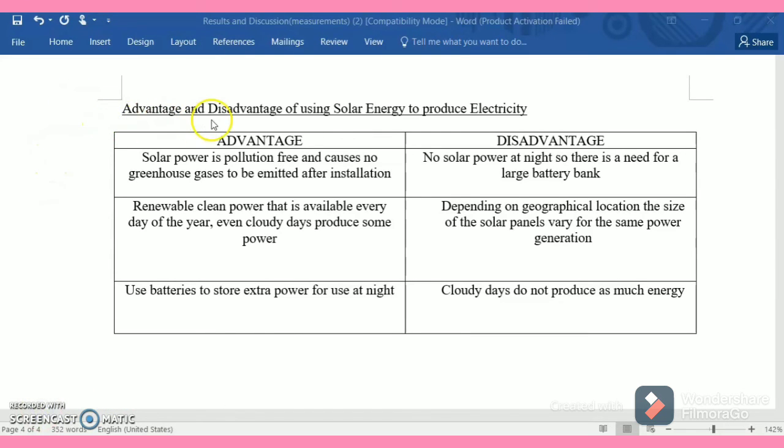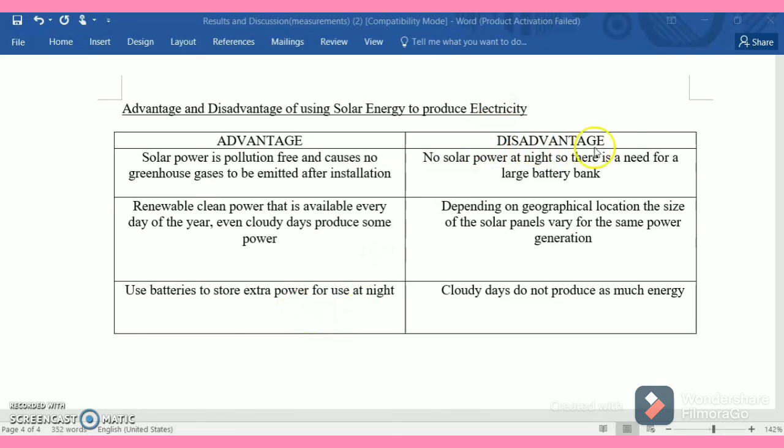Next, I want to present about advantage and disadvantage of using solar energy to produce electricity. So, the advantage is solar power is pollution free and it causes no greenhouse gases to be emitted after installation. Next, it is renewable clean power that is available every day of the year. Even cloudy day produces some power. Lastly, it uses battery to store extra power for use at night.